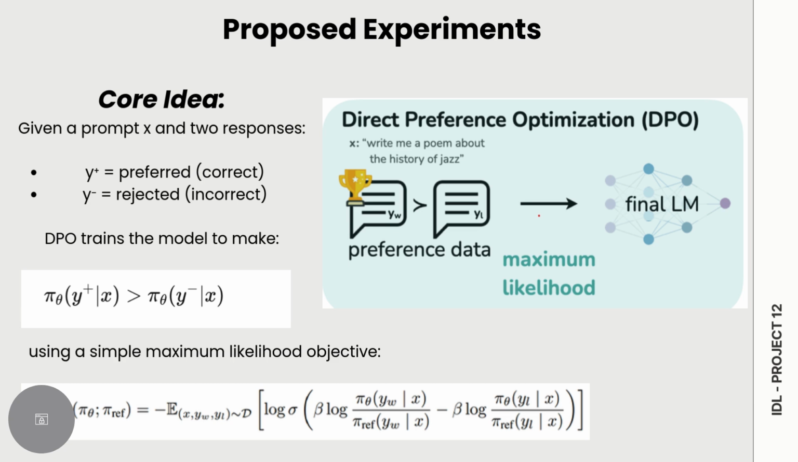This reference model introduces an implicit KL divergence constraint, which prevents the updated model from drifting too far while still aligning it with the preference data.